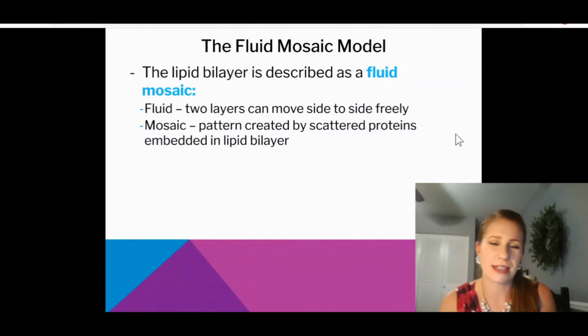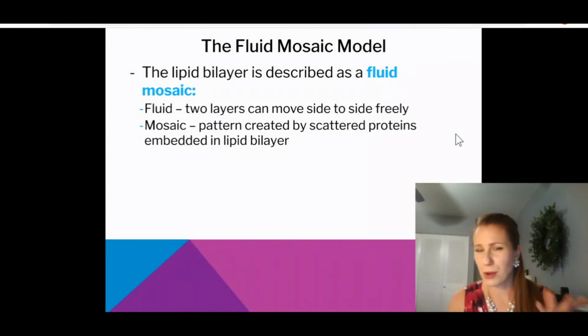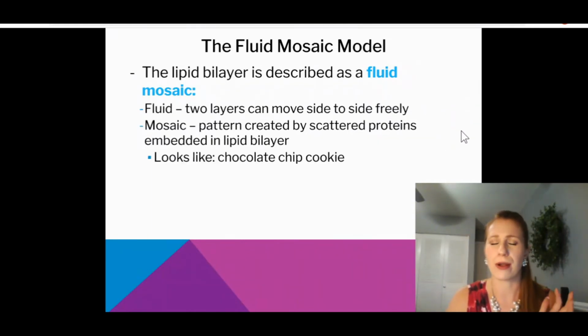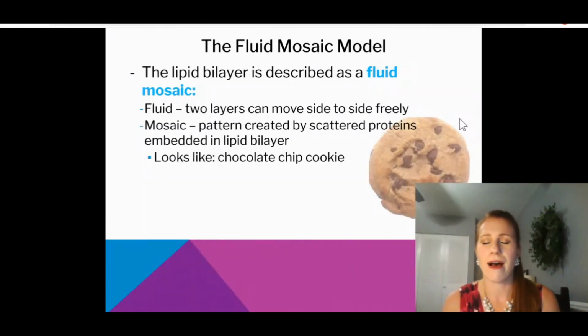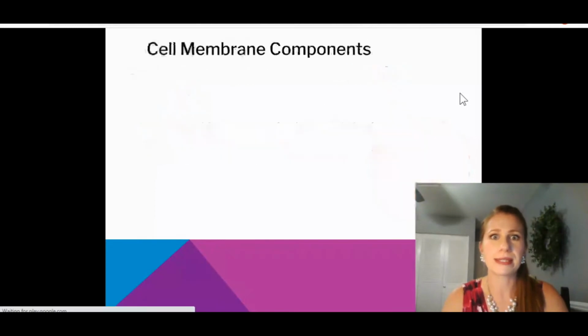Now, I like to think of this as kind of like a chocolate chip cookie, like a mosaic, because you have the chocolate chips that are kind of scattered in there, like the proteins are in a cell membrane. And now I'm hungry, so that's what happens every time I talk about this.